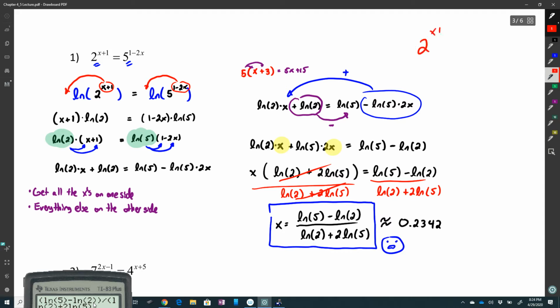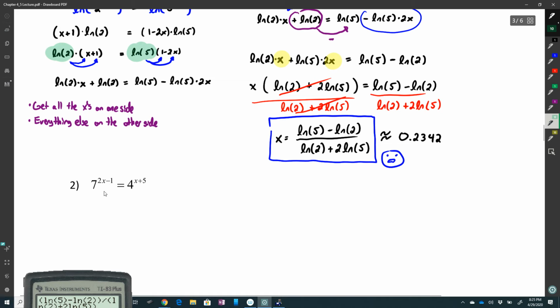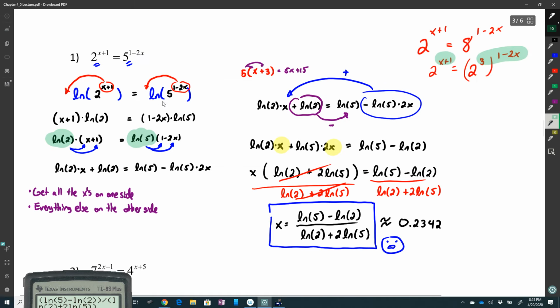So if I have 2 to the x plus 1 equals 8 to the 1 minus 2x, then I can skip this entire process. I can skip it because I can write 8 as 2 cubed. And then you can just set the exponents equal. And notice you just skipped all that ugly stuff. So if you see an easy way out in that the bases are the same, or can be turned to be the same, then do that. But if the bases can't, 2 and 5, they can't do that. 7 and 4, you can't do that. So you have to do it the long way.